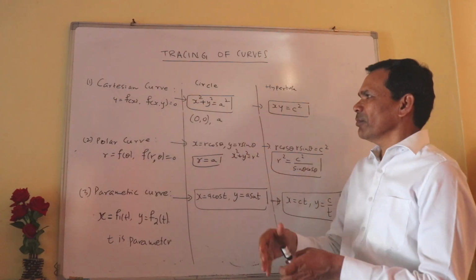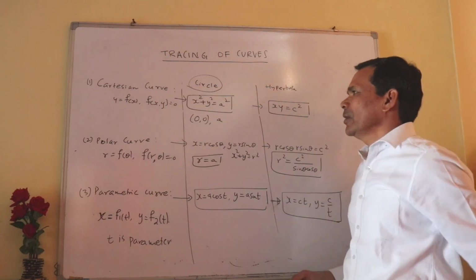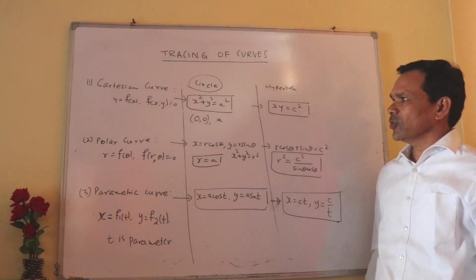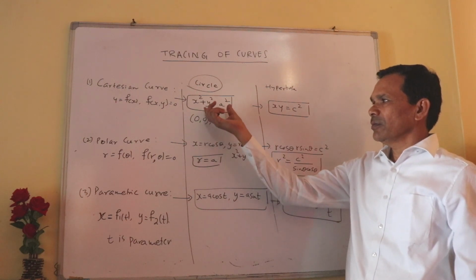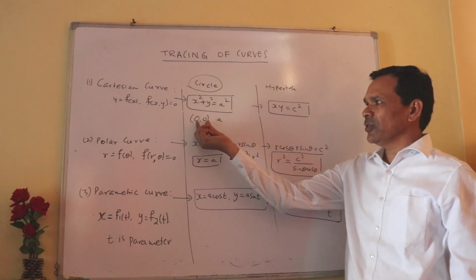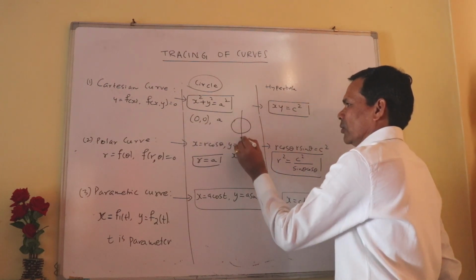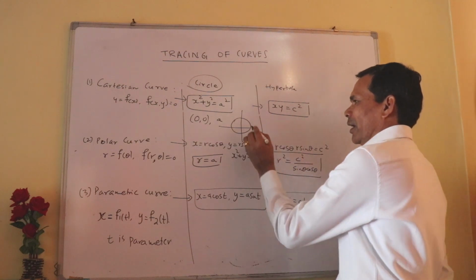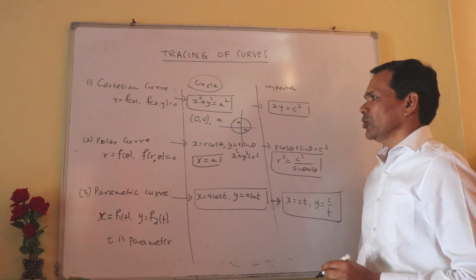If you take a circle in the xy plane, x square plus y square is equal to a square. If you observe this circle, all of you know what type of circle it is. This circle has center at (0, 0) and radius a. It is something like this. So this circle has radius a and center at (0, 0).